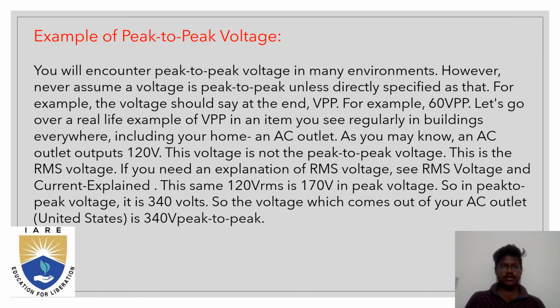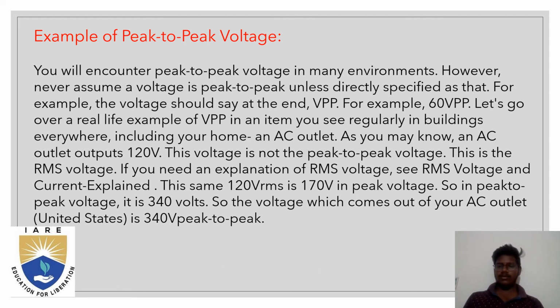Here is some example about peak-to-peak value. You will encounter peak-to-peak voltage in many environments. However, never assume a voltage is peak-to-peak unless directly specified as that. For example, the voltage should say at the end peak-to-peak value. For example, 60 peak-to-peak is a real-life example of the peak-to-peak value for an item. We can see it regularly in buildings, including our home, as an AC outlet.